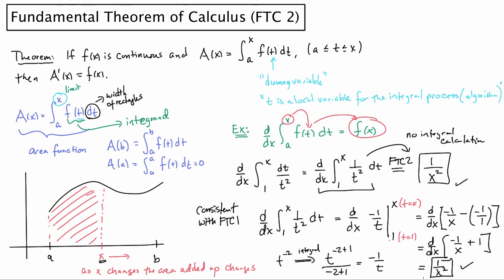So the second fundamental theorem of calculus is consistent with the first fundamental theorem of calculus, but the added advantage is that in the case where you have the derivative of an integral, or more specifically the derivative of an area function, it allows us to forego integration altogether and simply replace the dummy variable of integration with the variable for the area function. And so this is the fundamental theorem of calculus part 2, and it's the last of our fundamental theorems that we're going to have in this course.